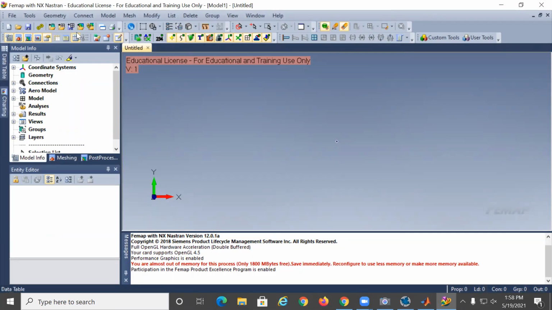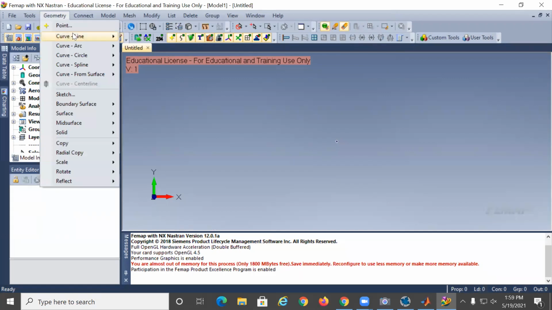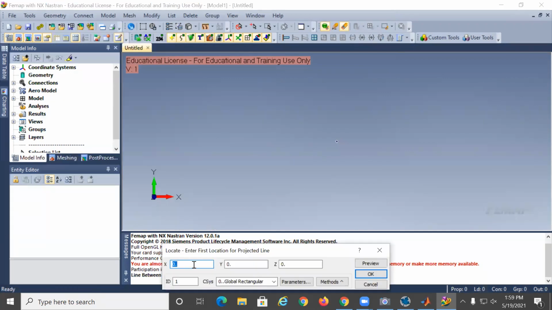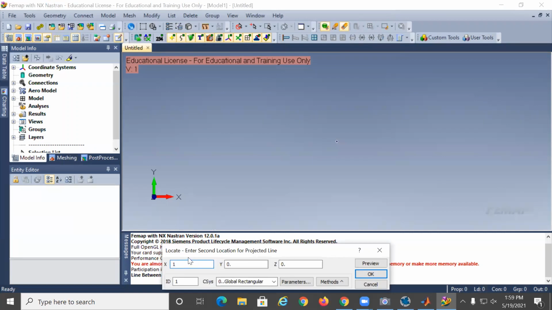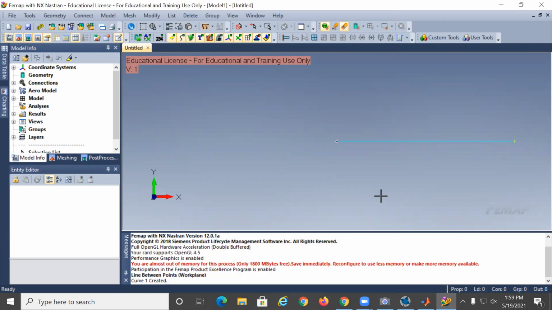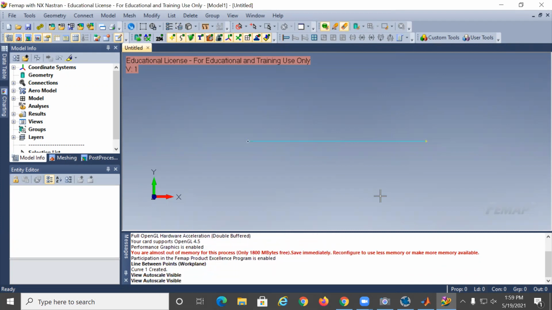So we first need to create the geometry. So let's say create the curve line points. You can type here 0. We know it's 14 in length. Control A will center the figure. You roll it, you can zoom in and out.